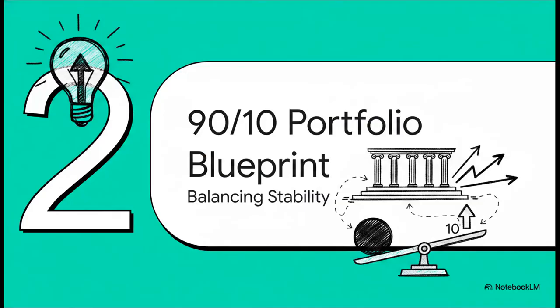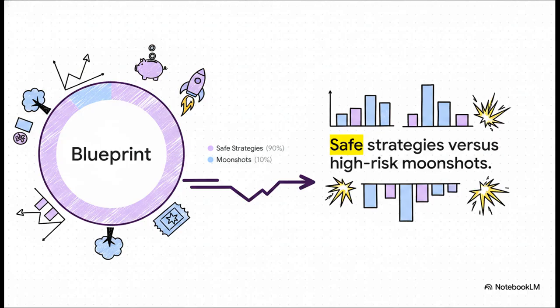Moving right along to section 2, the 90-10 portfolio blueprint. This is all about balancing stability. Listen, this 90-10 blueprint is your survival guide in the market. If you want to grow an account without risking total financial ruin, you absolutely need to keep 90% of your portfolio locked into safe strategies. We're talking long-term stock holds, ETFs, income generation, the boring but safe stuff. Then, and only then, do you take that remaining 10% and allocate it to your high-risk, high-reward plays, like buying call options. Doing it this way means if you completely whiff on a trade, hey, your portfolio is safe. You're never betting the house, but you still get that exciting exposure to massive portfolio-boosting moonshots.